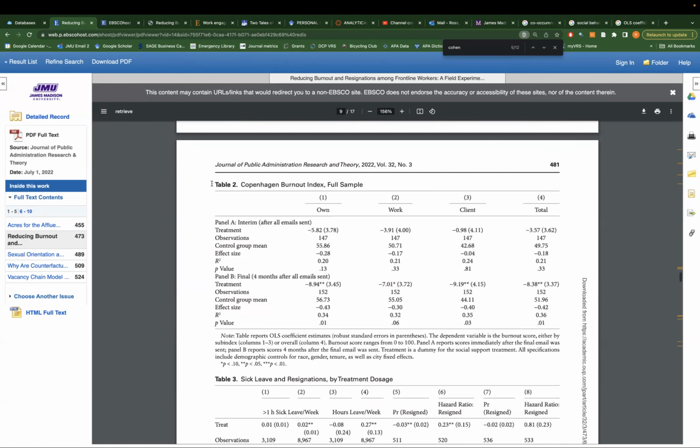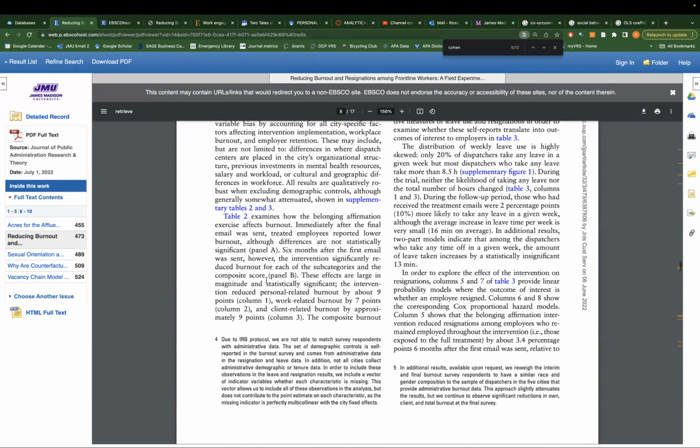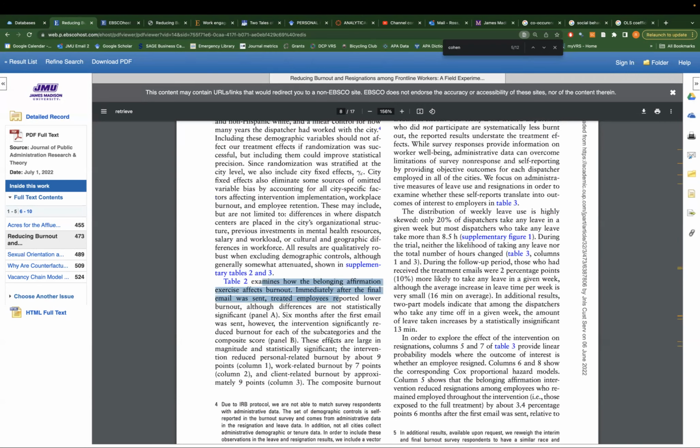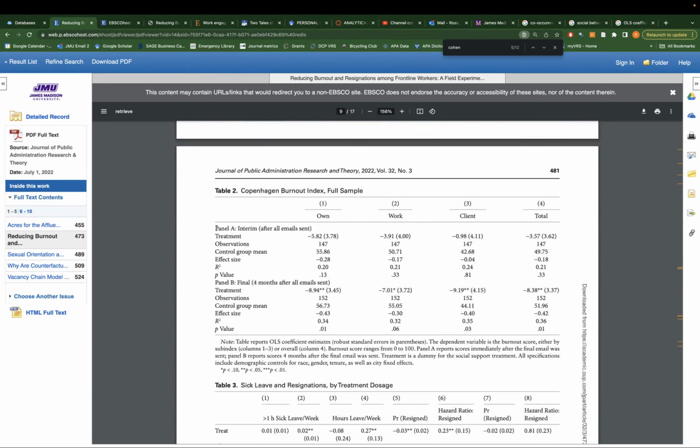Table 2 explains these results a little bit. I wouldn't actually worry that much about table 2 right now. What I would do is read this explanation of table 2, what they did. This is written in a way that's a little more accessible than the table. Immediately after the email was sent, treated employees reported lower burnout, although the differences were not statistically significant in panel A. So we go down to panel A.